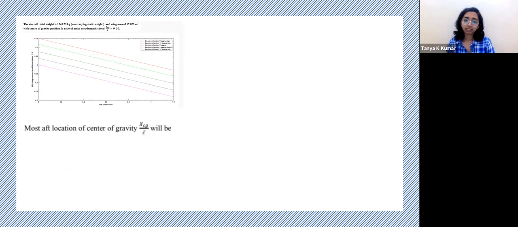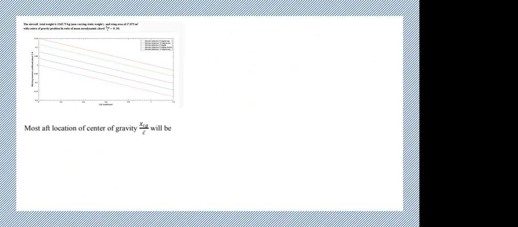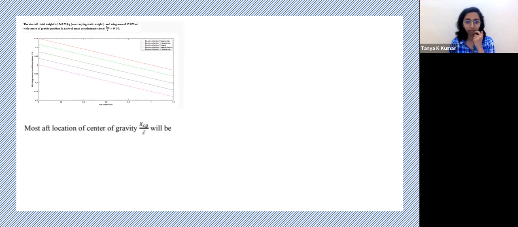Now the next question, again, I think there was a mistake in the option in the answer. The most aft location of center of gravity should have been mentioned clearly as the most aft for a statically stable aircraft. So that limit would be the neutral point. That was not mentioned there. So the most aft location of center of gravity would be just before the neutral point. It cannot cross over because then it would be unstable, and at the neutral point it will be neutrally stable.